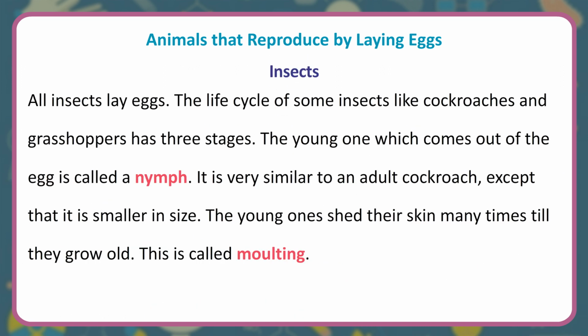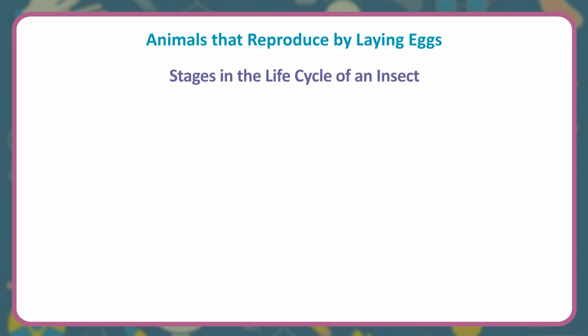Insects. All insects lay eggs. The life cycle of some insects like cockroaches and grasshoppers has 3 stages. The young one which comes out of the egg is called a nymph. It is very similar to an adult cockroach, except that it is smaller in size. The young ones shed their skin many times till they grow old. This is called molting. Stages in the life cycle of an insect.